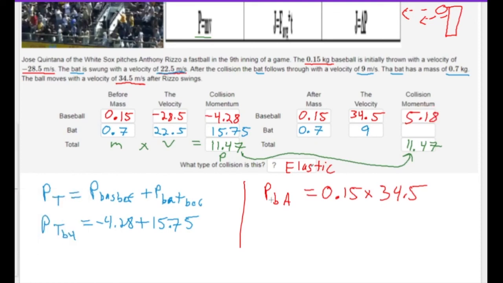Next, we're going to go ahead and solve for the momentum of the bat after the collision. And it's just the same thing. It's the mass of the bat, which is 0.7, times the velocity of the bat, which is 9. So if we multiply those two things together, we end up with 6.3. And we can see that if we add these two things up, we get 11.47. And if we add these two things up, we get 11.48, which is super close. It's just a rounding error on our part, but basically the exact same answer.